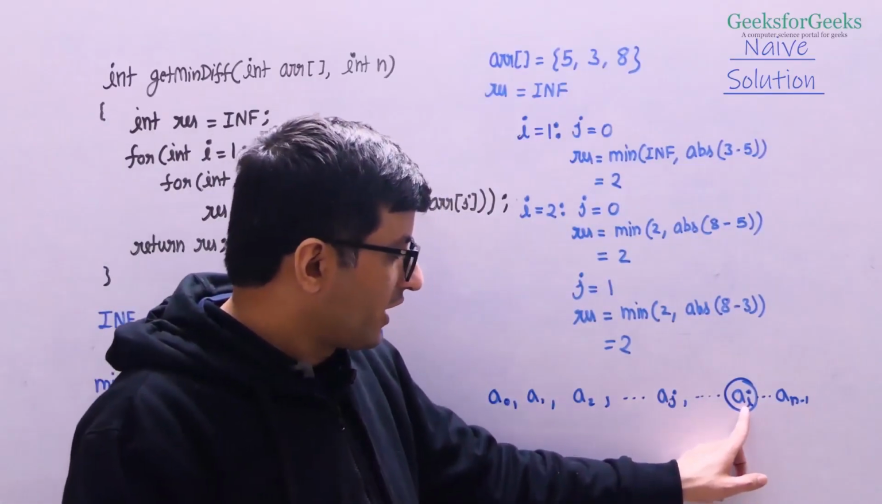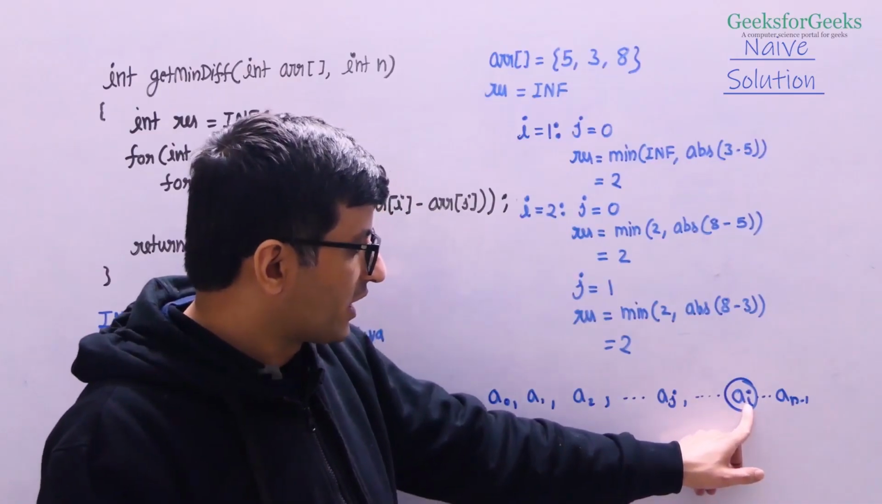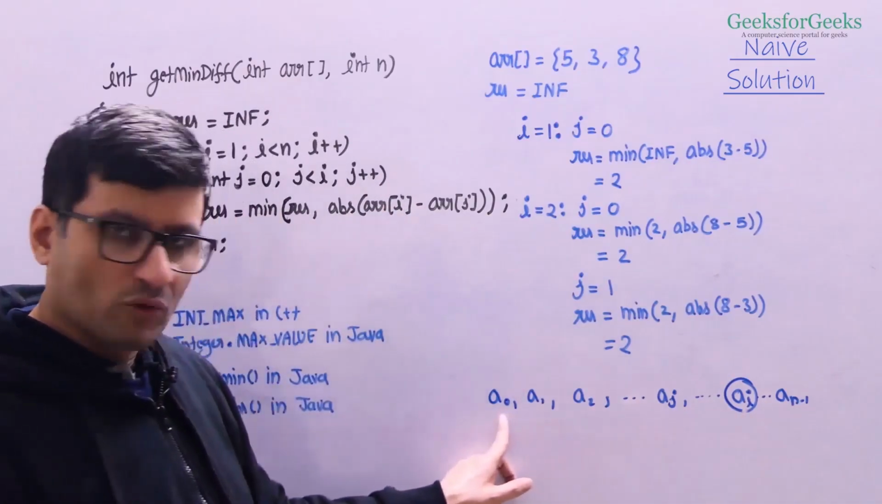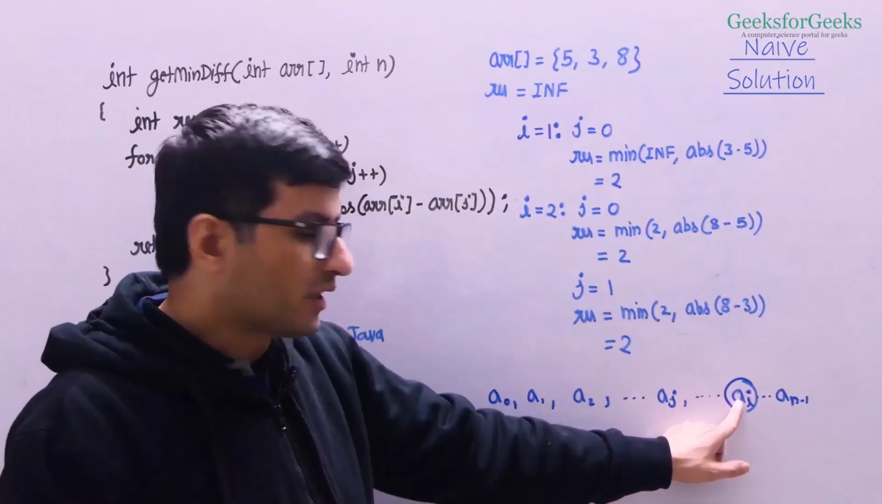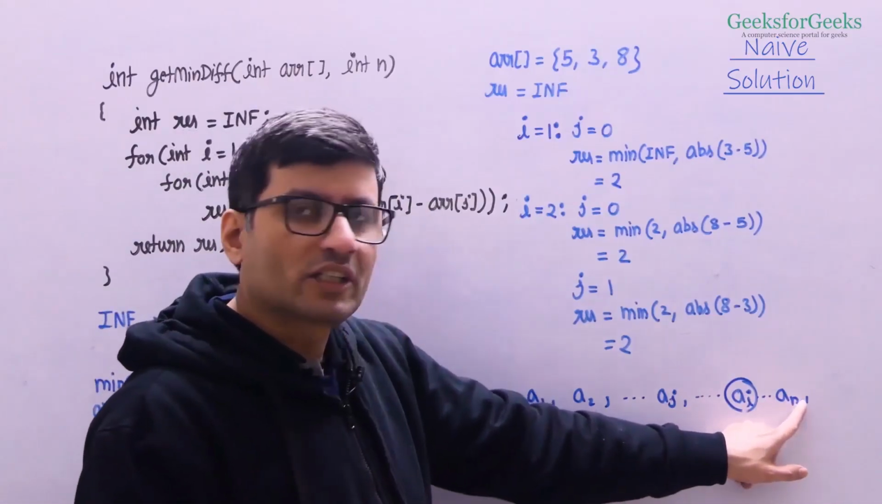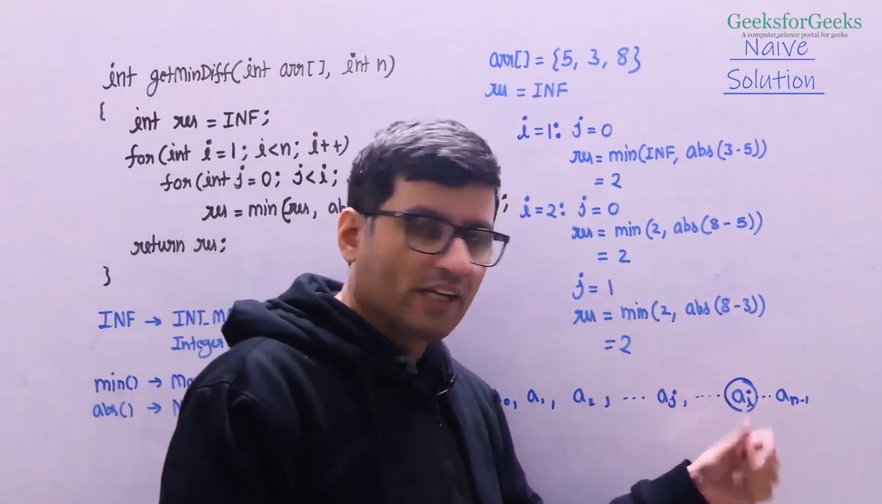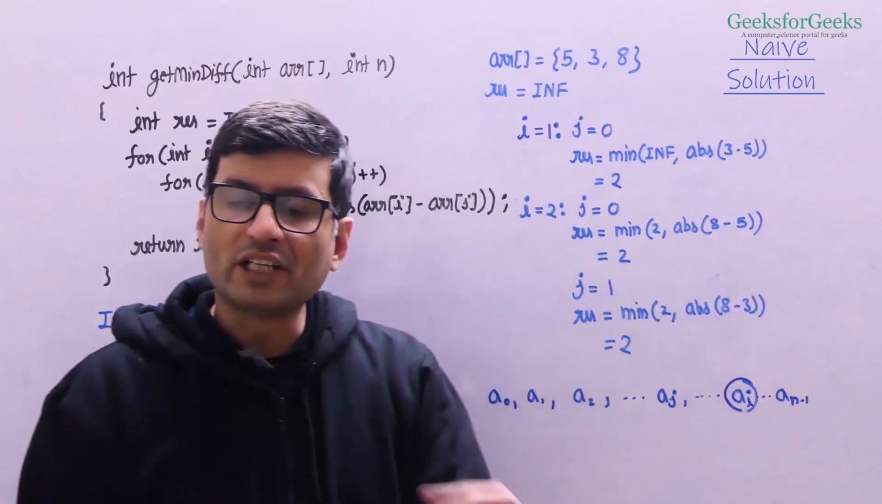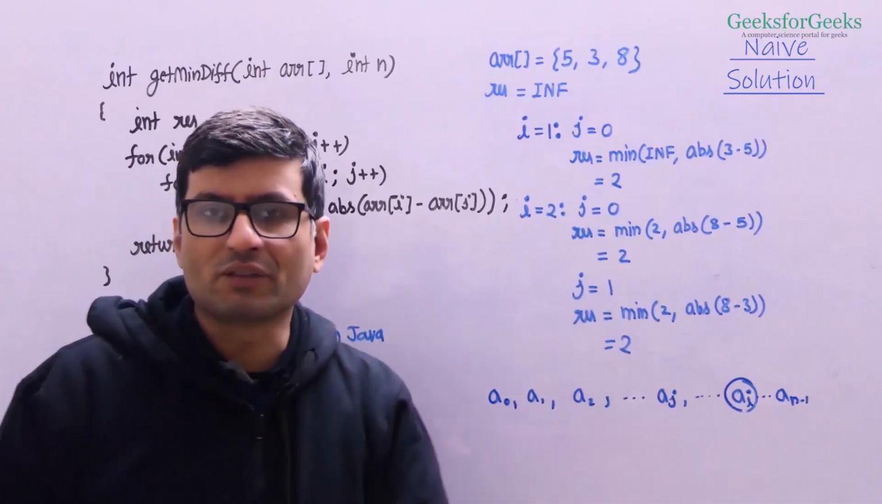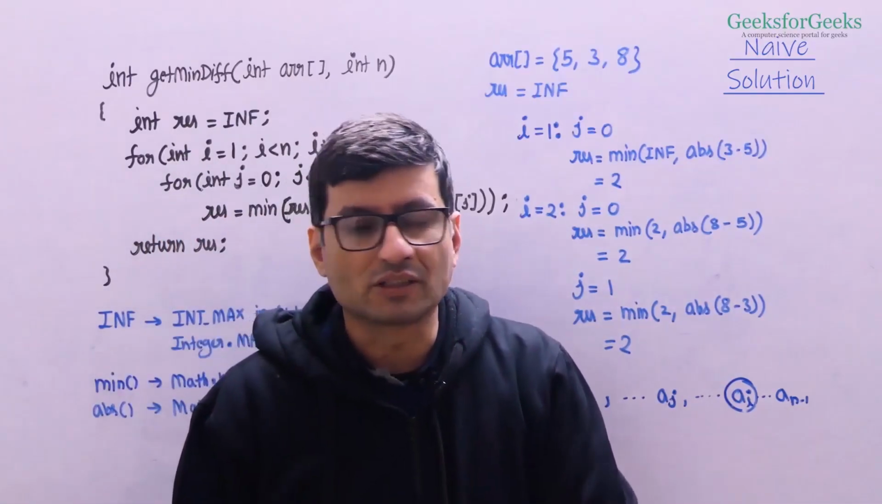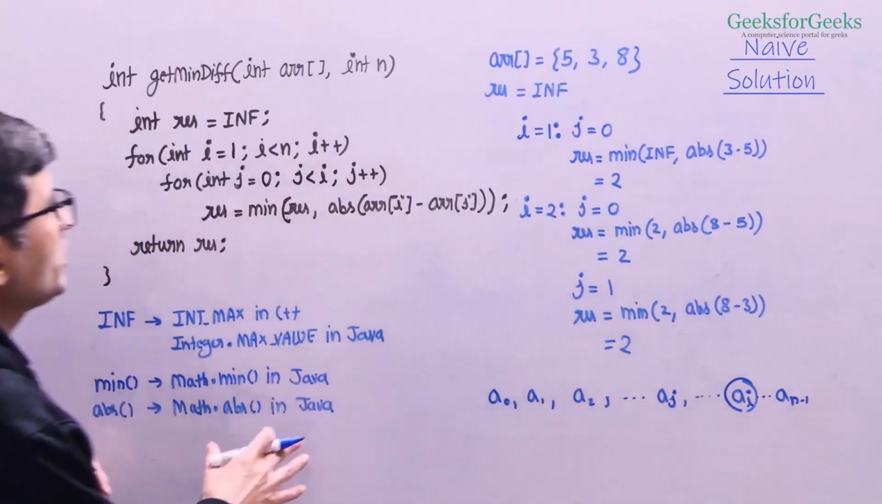So this way you will be able to consider every pair. For ai, we have paired it with all the elements before it when we are at ai, right? And all the elements after it are anyways going to pair with it, right? So that way we have paired ai with every element. Every element is paired with every other element and this way we have considered every pair and found the difference. So this is the implementation.